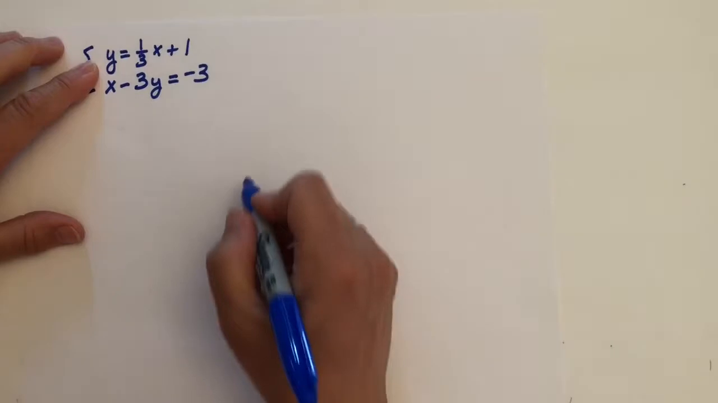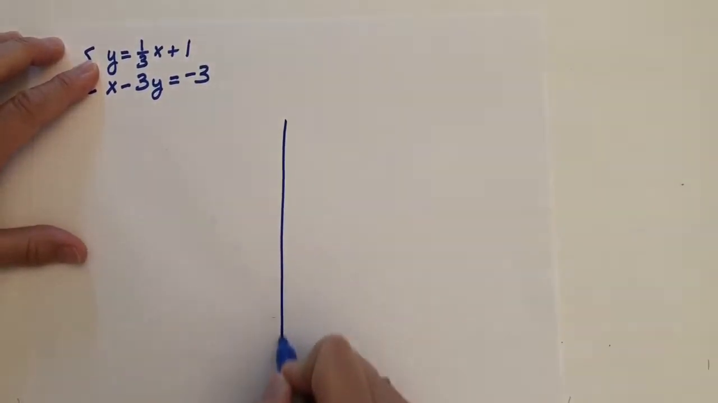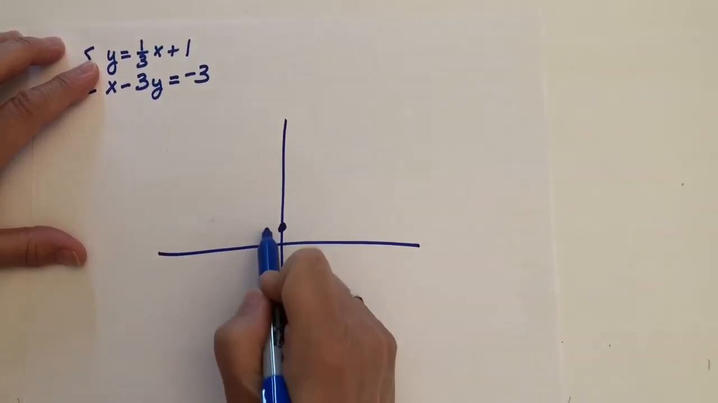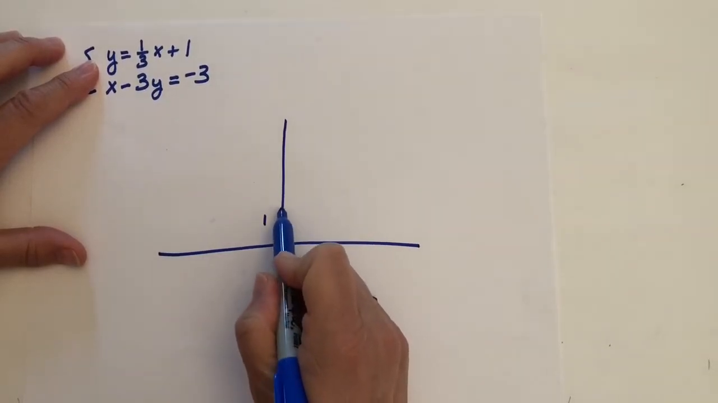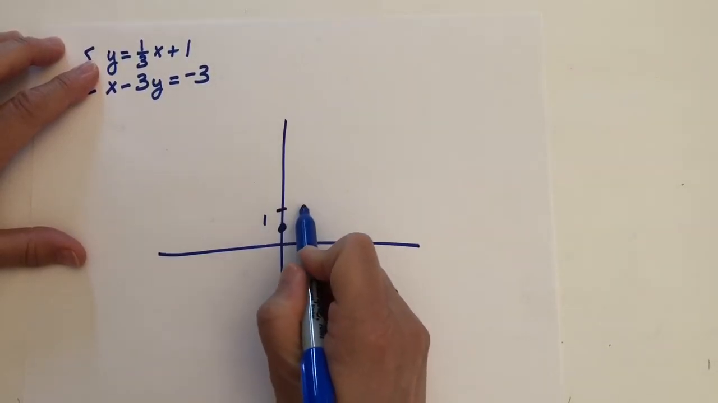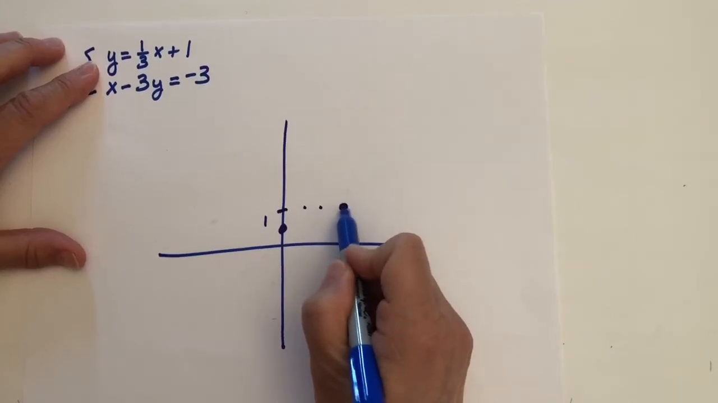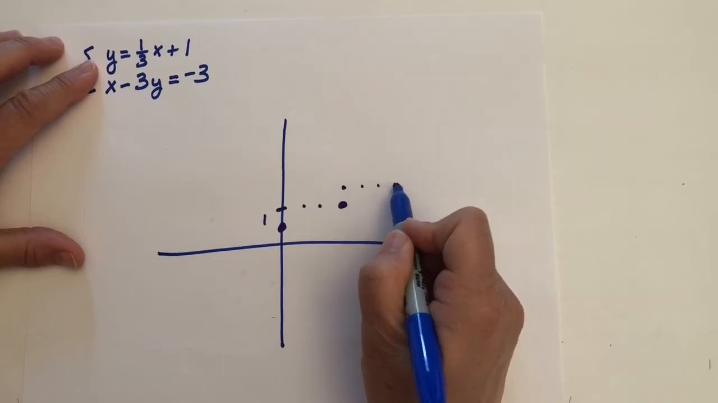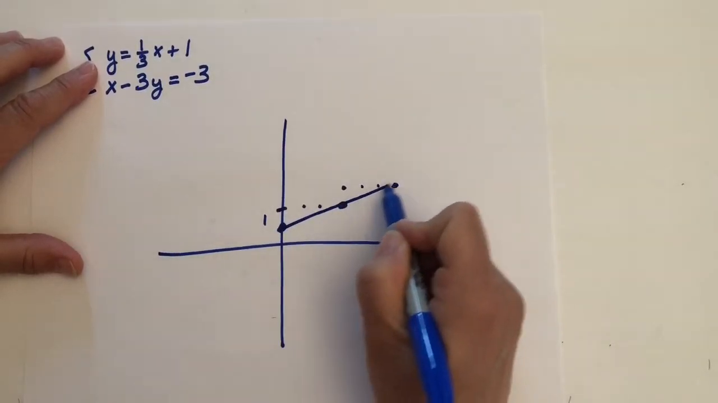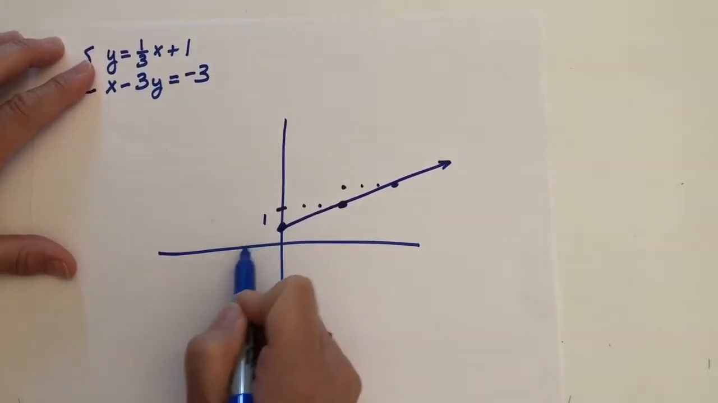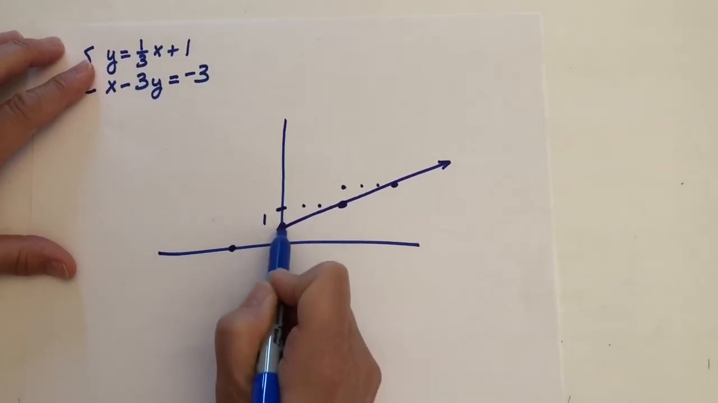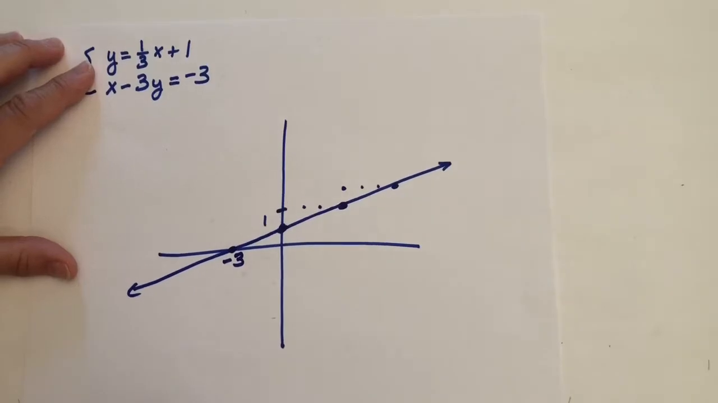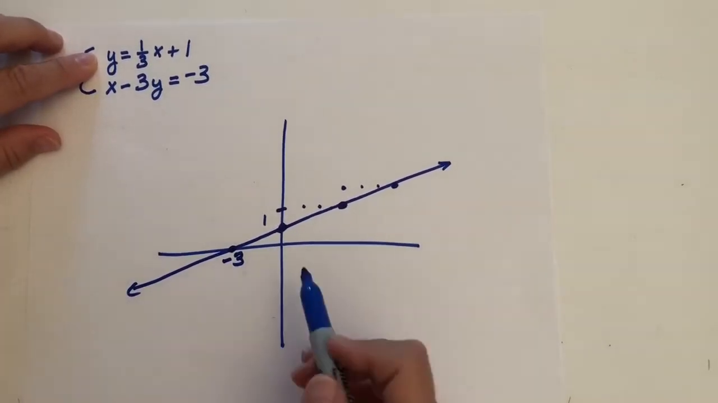Our first equation is already in slope-intercept form, so our y-intercept is 1. Our slope is 1/3, so up 1/3. Up 1/3. And we could draw our line. Let's see, it went over 3 here, be it -3. So there's a graph of our first equation.